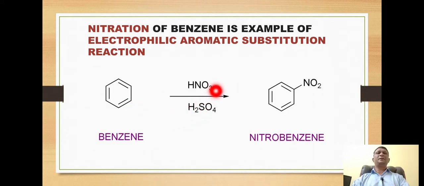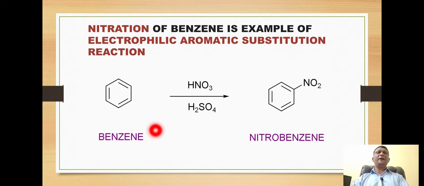Benzene reacts with a mixture of nitric acid and sulfuric acid and gives formation of nitrobenzene. Now this reaction is taking place on the benzene ring, which is the aromatic ring. That's why it is called an aromatic reaction.